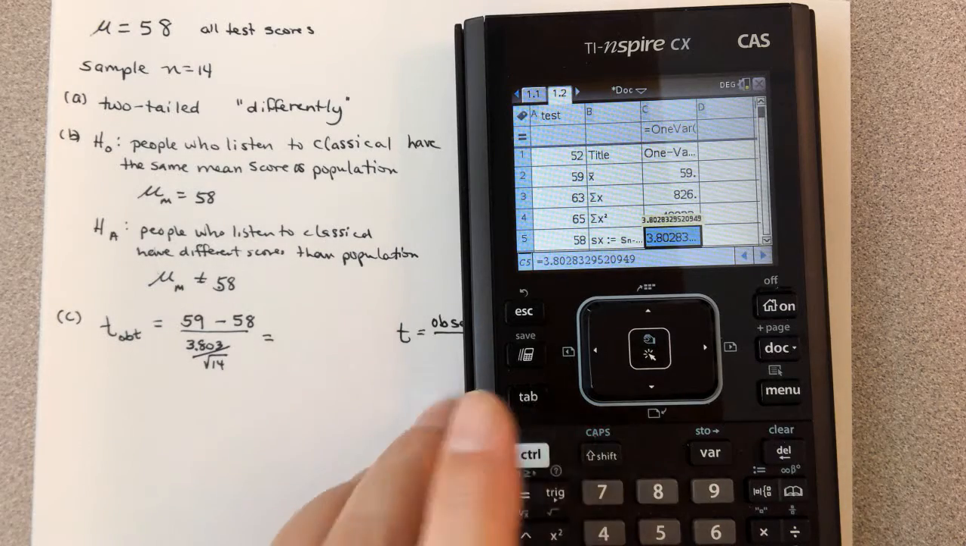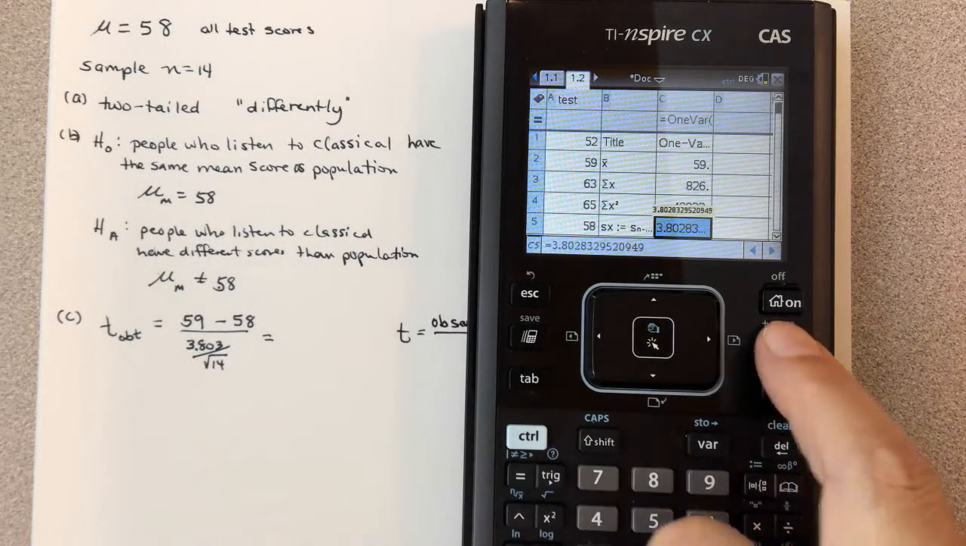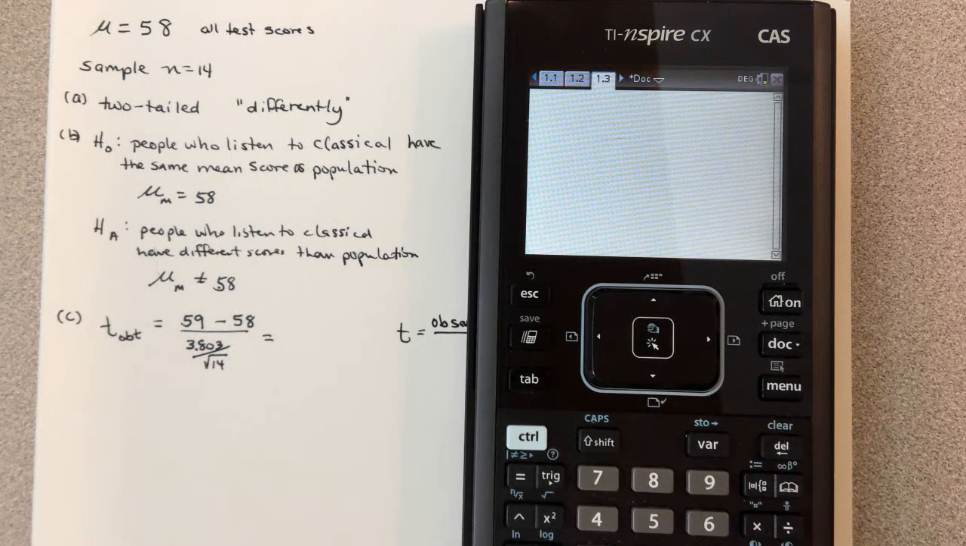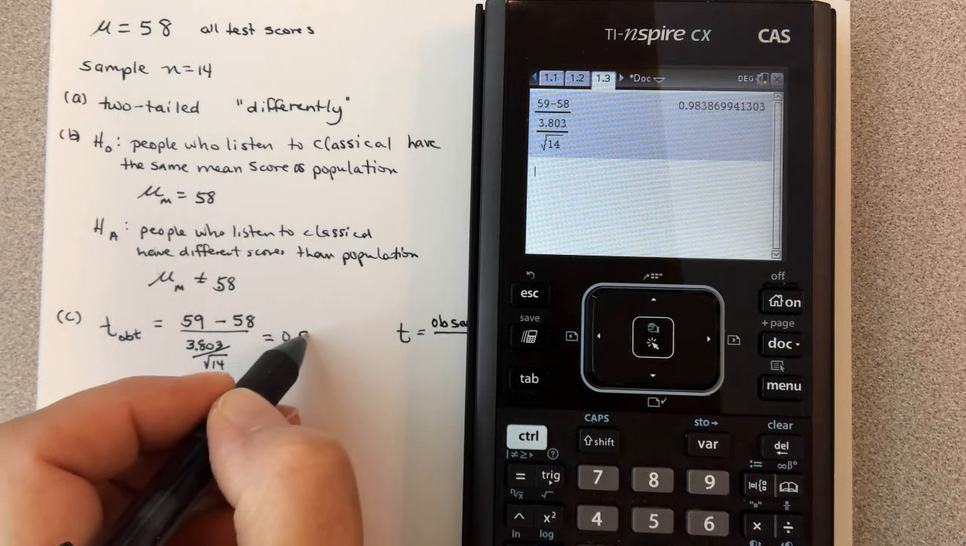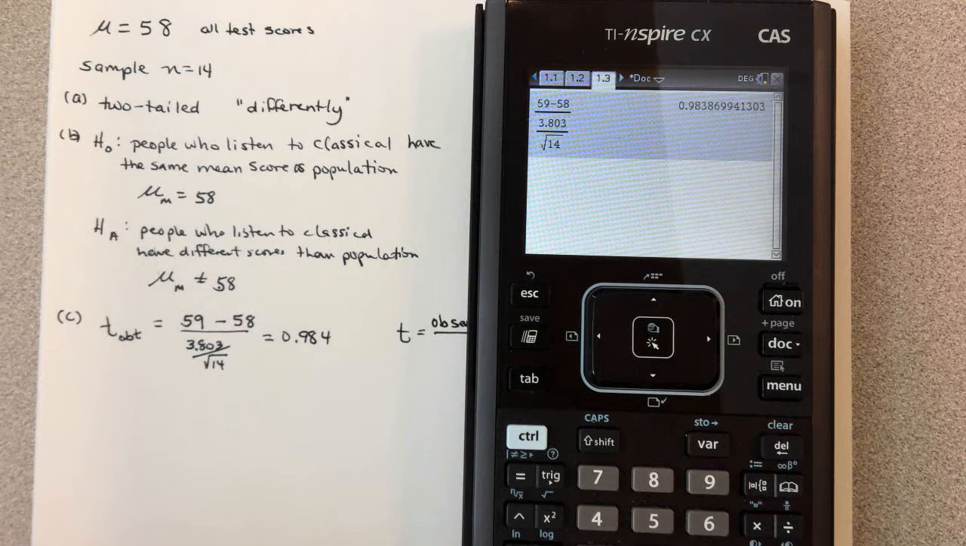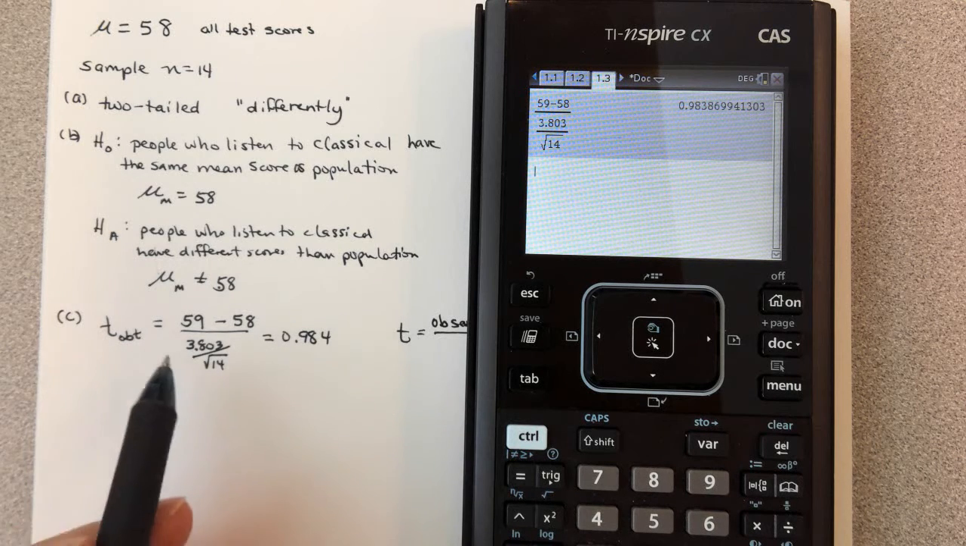So I'm going to have to go back to a calculator page. So Control, add a page, and add a calculator. And if I do Control divide, notice there's a little division symbol there. And we can put 59 minus 58 on top. And on the bottom we can do 3.803 divided by square root of 14. And that's about 0.983, 0.98. It actually rounds to 4. So this is the t-score for our sample.